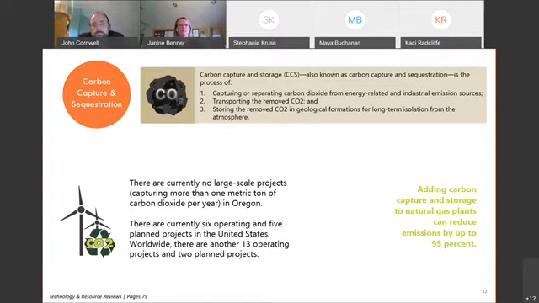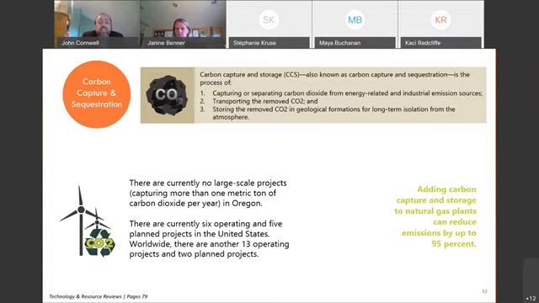There are many energy experts, as well as the IPCC, the Intergovernmental Panel on Climate Change, who have found that adding CCS to fossil fuel power plants could be a really important tool to help decarbonize and meet our greenhouse gas emission reduction goals, and particularly to achieve net zero emissions.